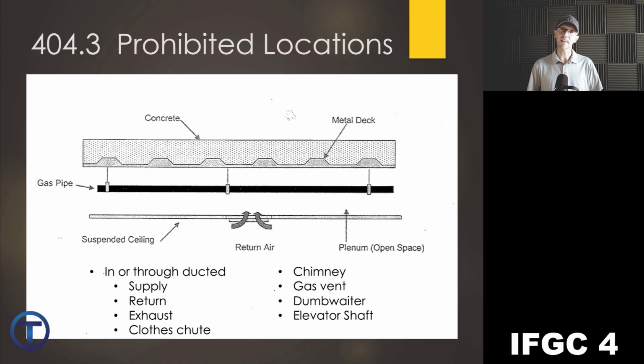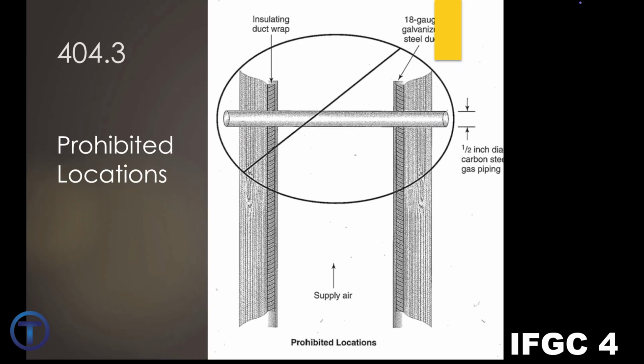That's why we see this. Gas pipe is prohibited from being installed in ductwork. That's supply, return, exhaust, closed chutes, chimneys, gas vents, dumbwaiters, and elevator shafts. These are all places that we would not want gas leaks. You never want a gas leak, but this would make it worse. Example slide of prohibited location. Here's a pipe passing through an air supply. This is definitely not what we want to do.